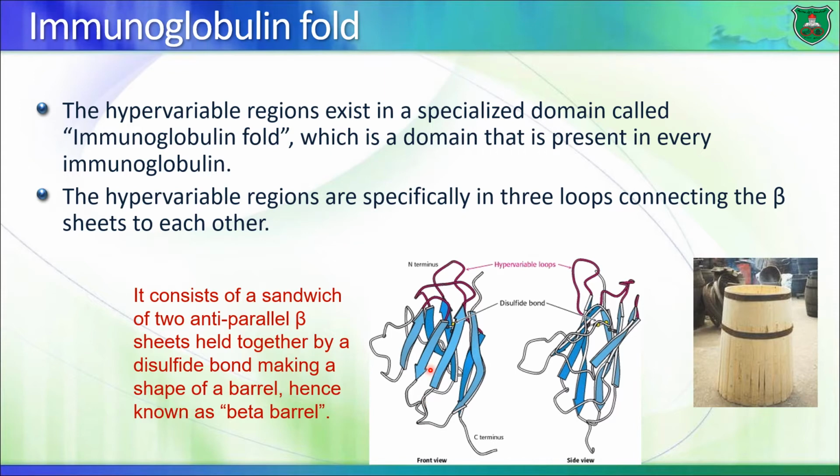Okay, so these beta strands exist in anti-parallel fashion. It's almost like there are two halves, so you have like 4 in the front and 4 in the back. But overall, they look like a barrel. So this is known as the beta barrel. But what's important is that it's the loops that interact with the antigen.